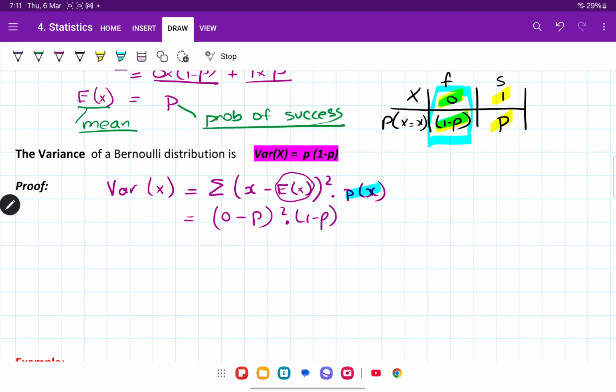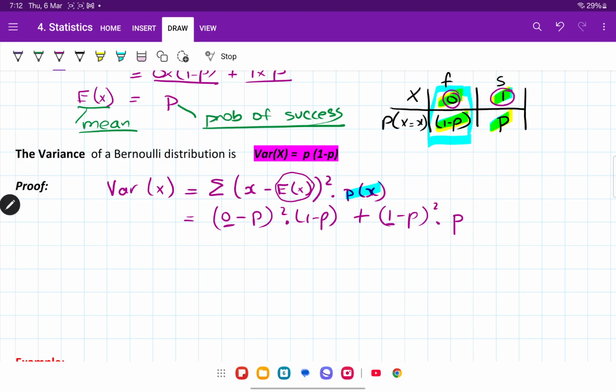Now we're going to do it for the success. There is our x and the probability of x, p. So let's do that. We've got plus, for our sum, (1 minus p) squared times p. Our 1, remember, comes from the 1 there, and the 0, that's the x, came from the 0 there.